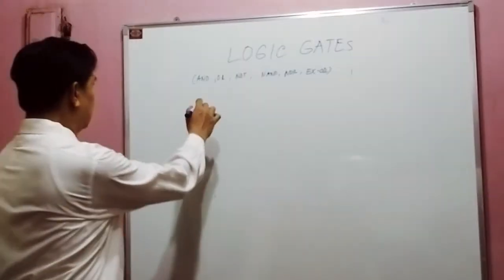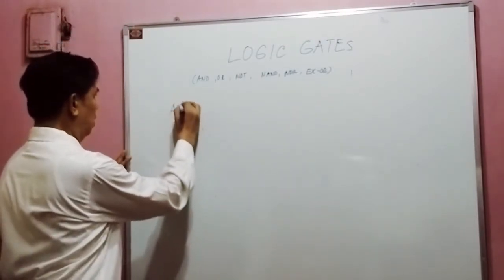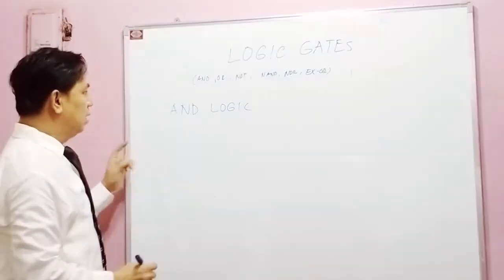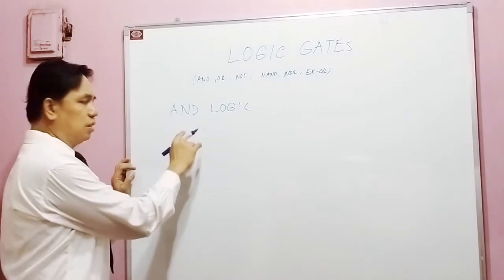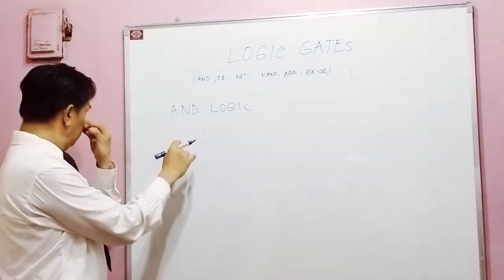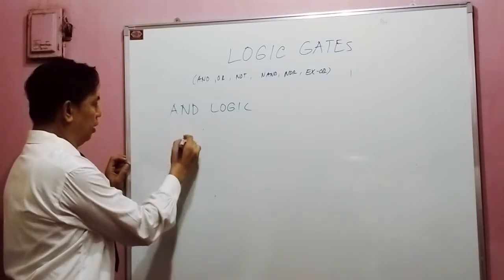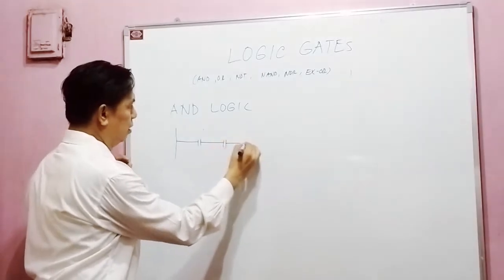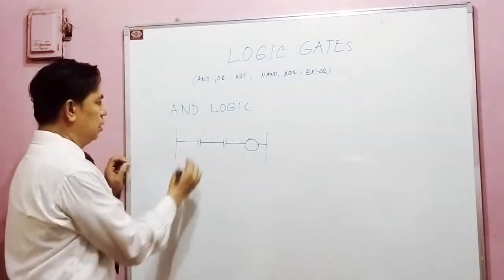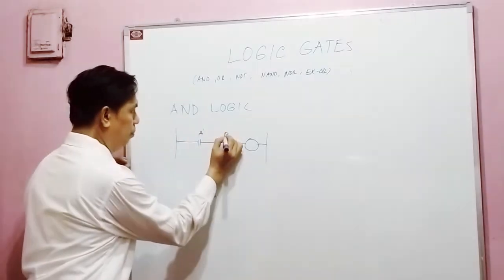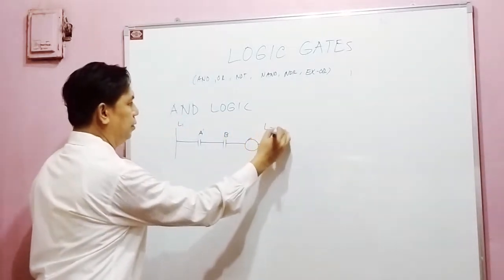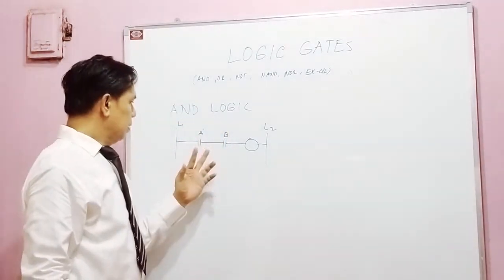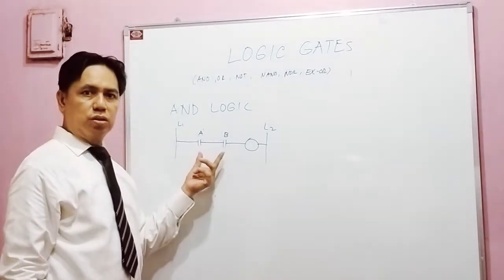So here we start with the AND logic. So what is this AND logic about? AND logic requires two inputs. So if I may draw it in the electrical here. So this is input A, input B, this line 1, line 2. What AND logic is all about is that it requires two inputs to become active.